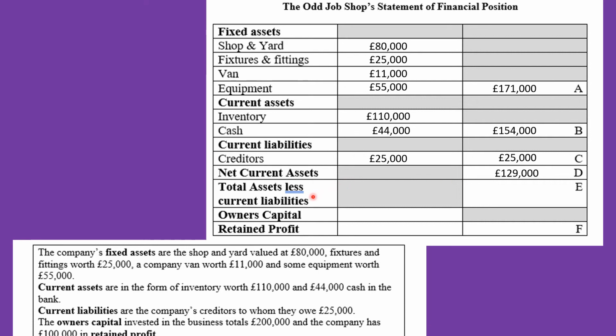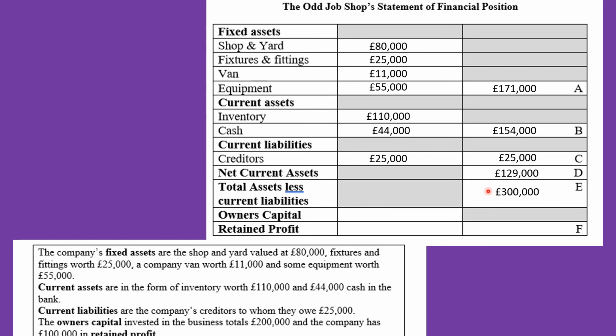The next figure we're going to do is our total assets less our current liabilities. So our total assets are our fixed assets plus our current assets minus our current liabilities. So we have A plus B minus C, £300,000.